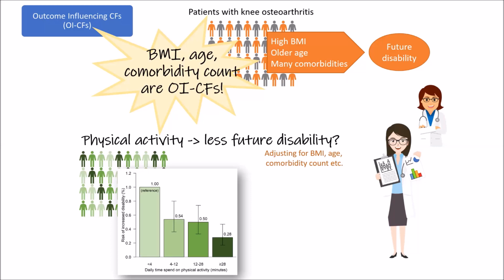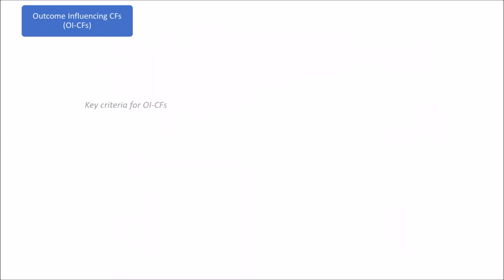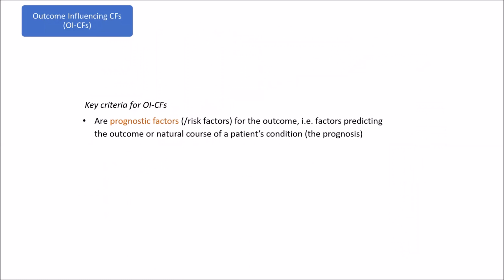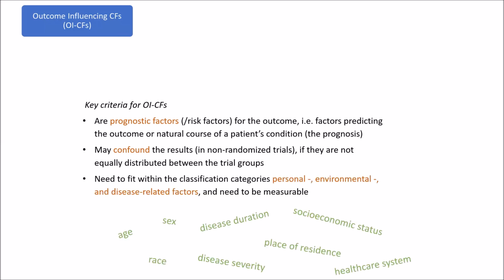And when the researchers did that, it turned out that the relationship is actually less pronounced, so the original results were confounded. As shown in the example, outcome-influencing contextual factors are prognostic, which means that they predict the outcome or natural course of a patient's condition, often called the prognosis. They may confound the results of non-randomized trials if they are not equally distributed between the trial groups. And finally, outcome-influencing contextual factors need to fit within the 3 classification categories and need to be measurable.